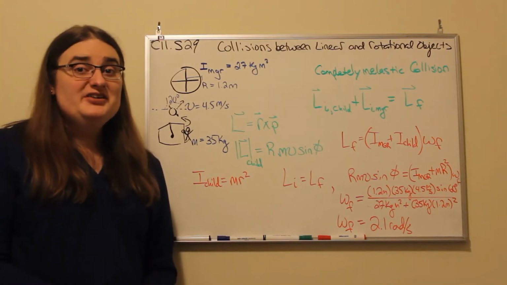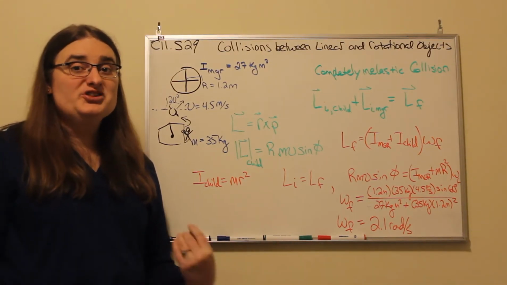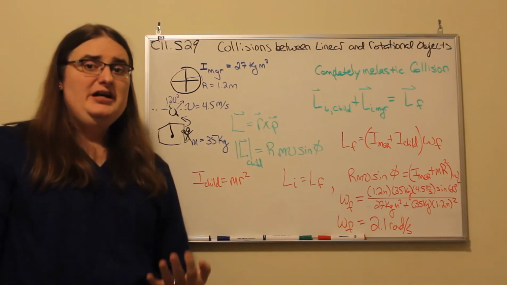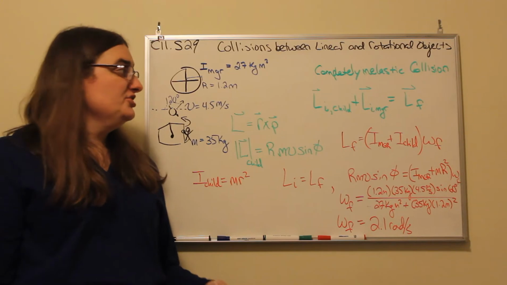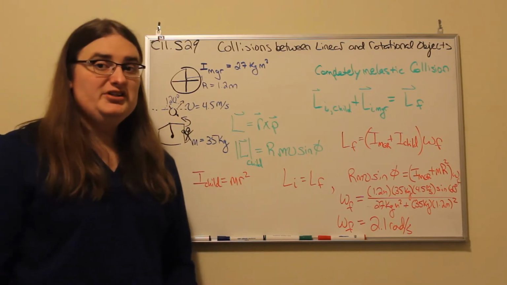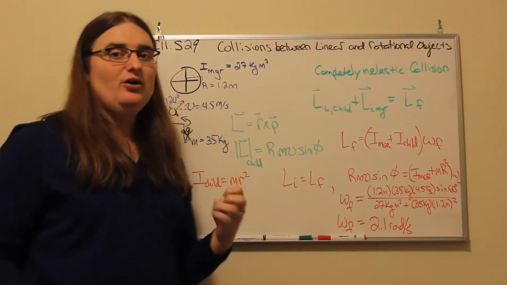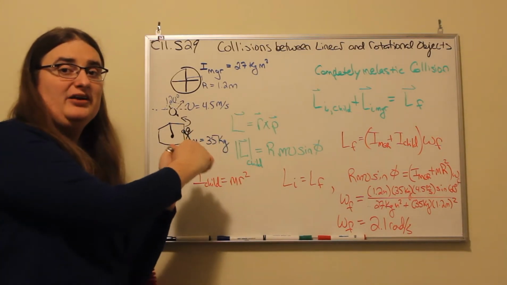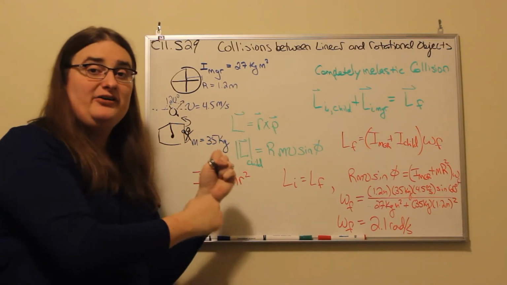Welcome. This video is going to talk about examples of collisions between objects in linear motion and objects that are purely rotational. So in this example, I want to talk about what happens if a child runs up to a merry-go-round, grabs onto a handle right at the end of the merry-go-round.